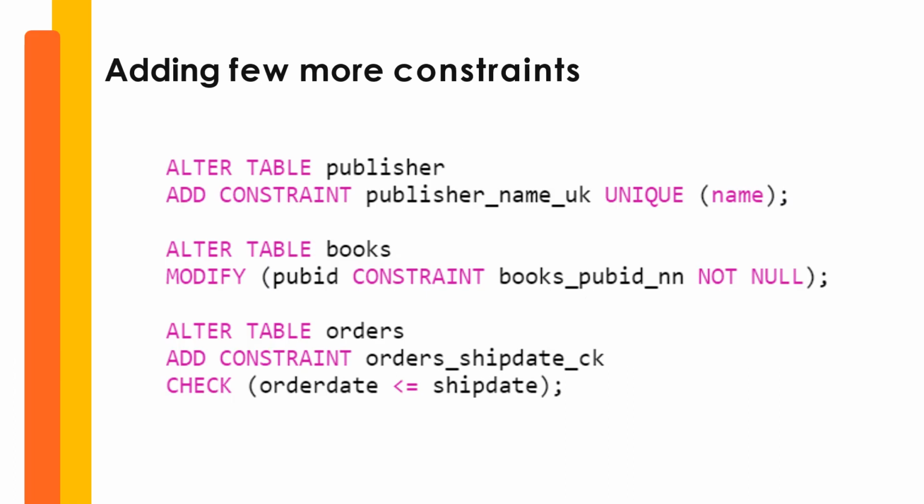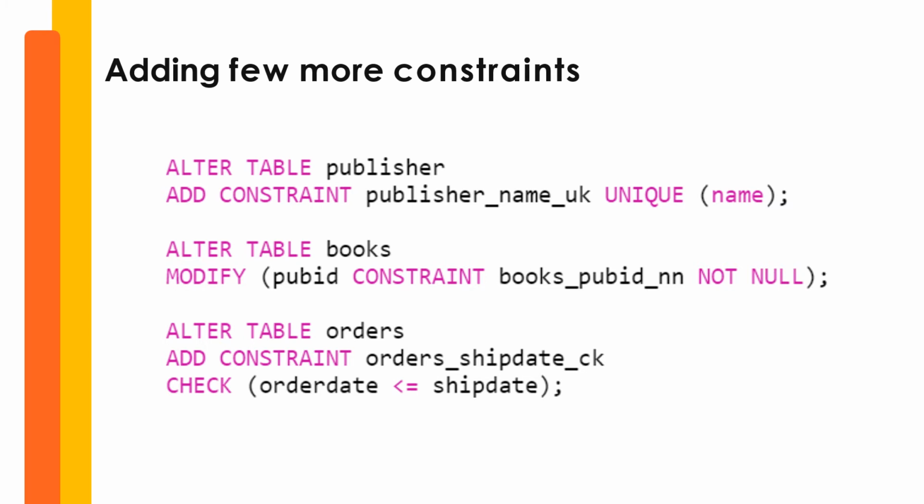Here are some examples of how to add a few more constraints. In our publisher table, we are adding a unique constraint for the column name. It means that no two publishers can have the same name. If you try to add another publisher with the same name that already exists in our table, Oracle SQL will not allow that.